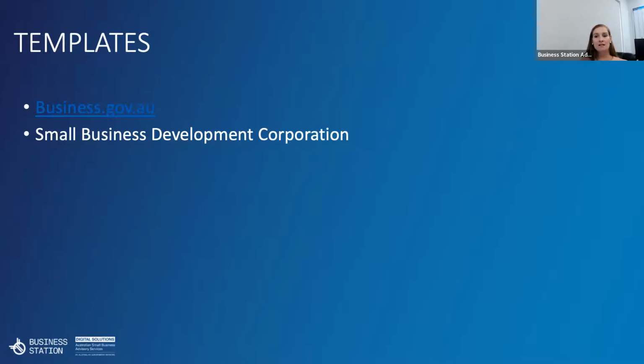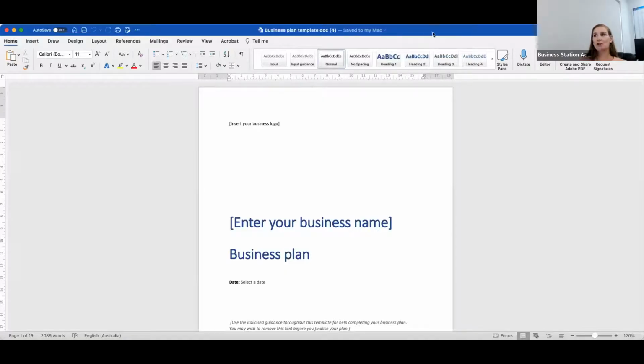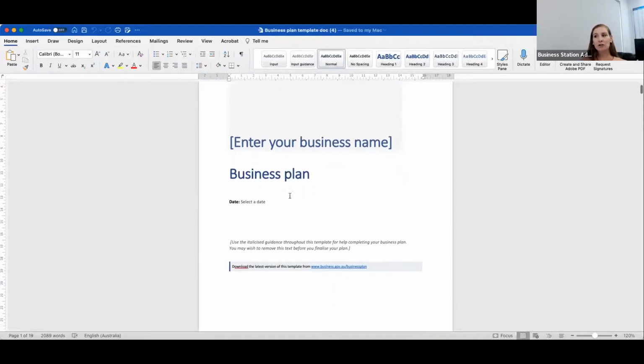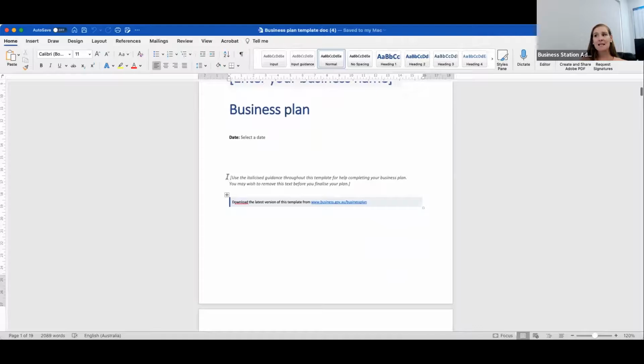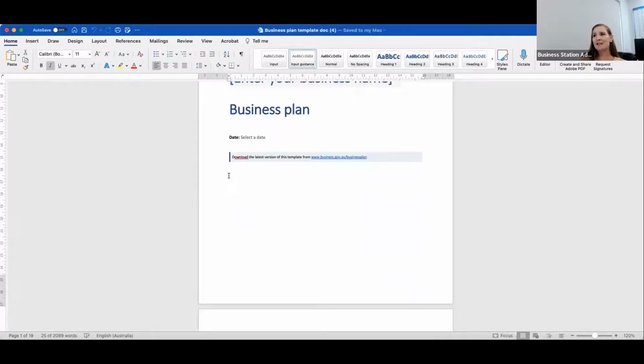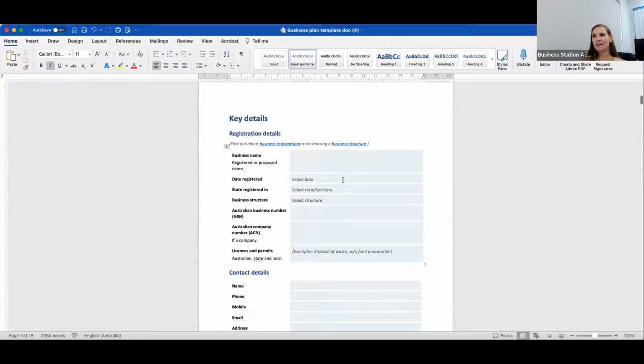This one is from the Australian Government business.gov.au website. So pretty straightforward. Like I said, it's downloadable in a Word document. You can insert your specific business information in that, including your business name, pop your dates in. Now, you will see throughout this document that there is guidance to help you complete the business plan. So I would be deleting that as you go. So just remove it. And obviously, that will always have a link to the most relevant document in there.